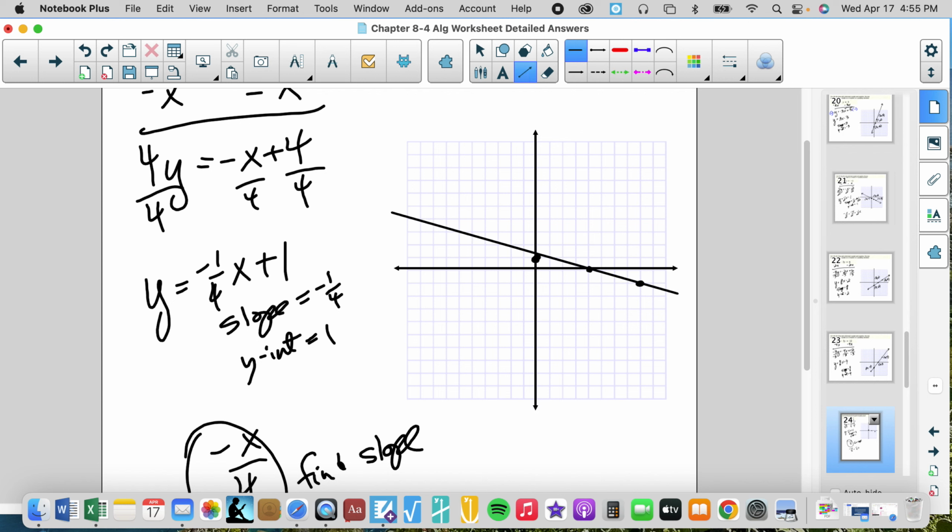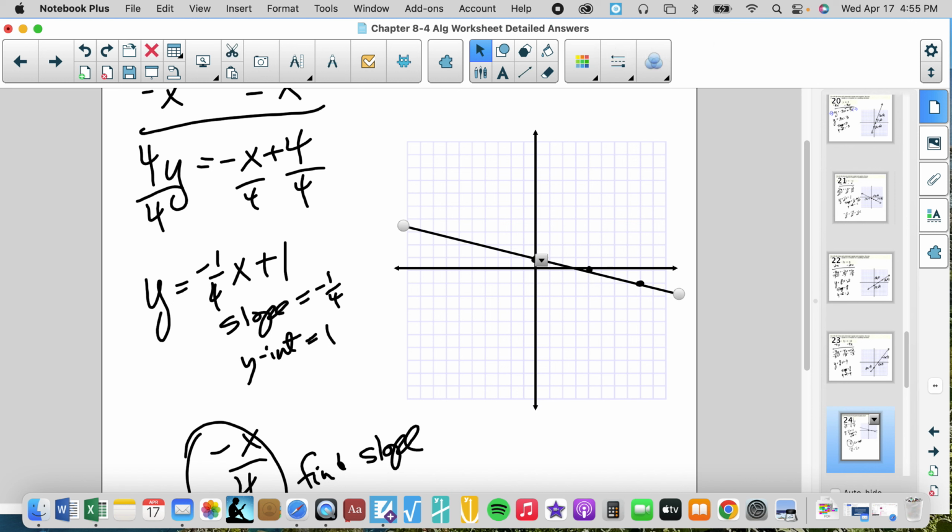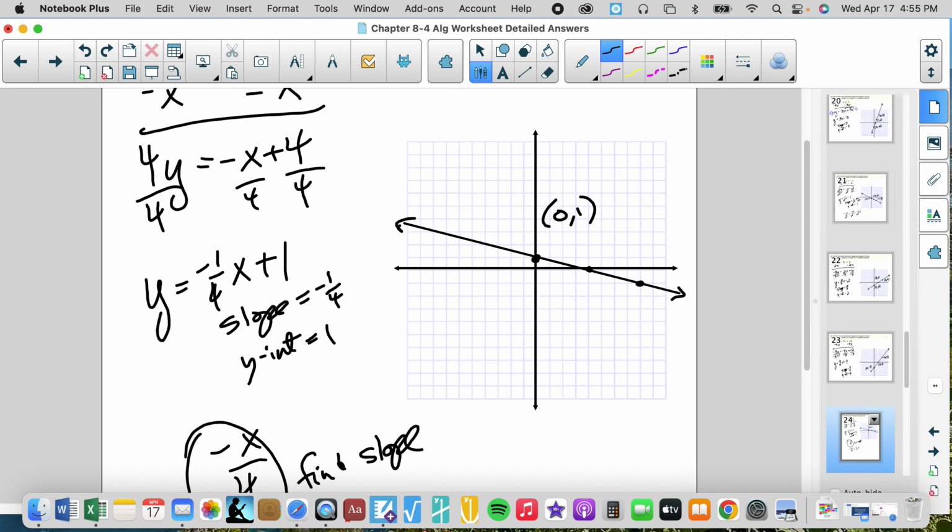Well, that's pretty flat. Oh, did I? No. Okay, I broke the streak. I was on a good streak there for a little bit. I was on my graphing A game. This is going to be 0, 1. This is going to be 4, 0. This is going to be 8, negative 1.